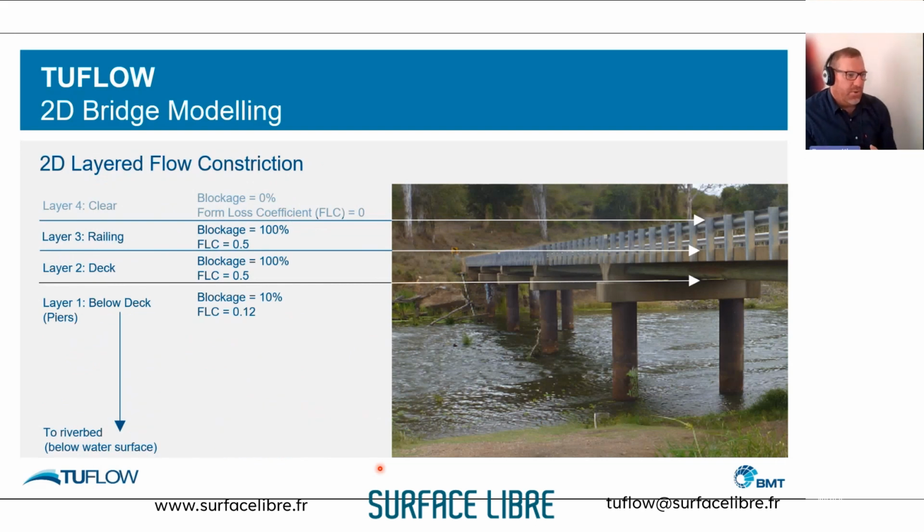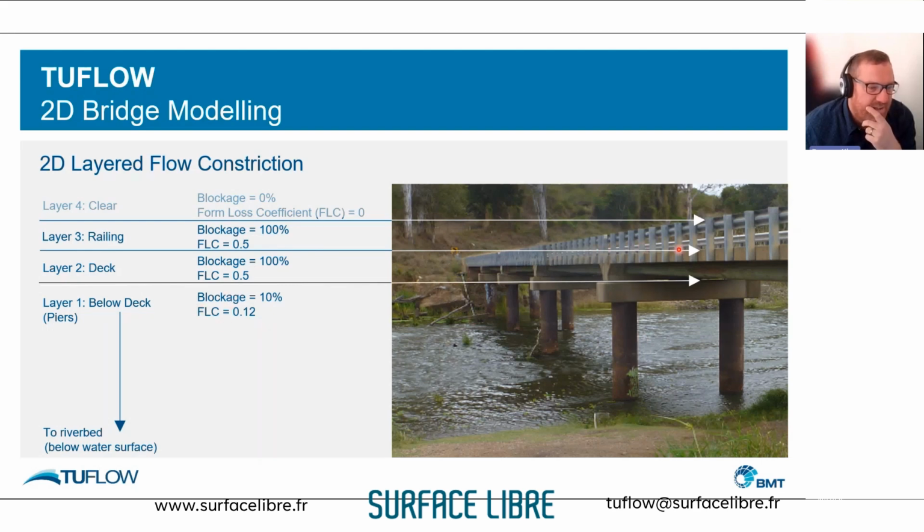So in terms of the 2D layered flow constriction, we essentially can split up our vertical for each cell into 4 areas. The first of which, layer 1, is the below deck situation. So we specify the blockage associated with the piers. These piers account for a 10% blockage across the length of my layered flow constriction line. And then we apply a form loss coefficient to those.